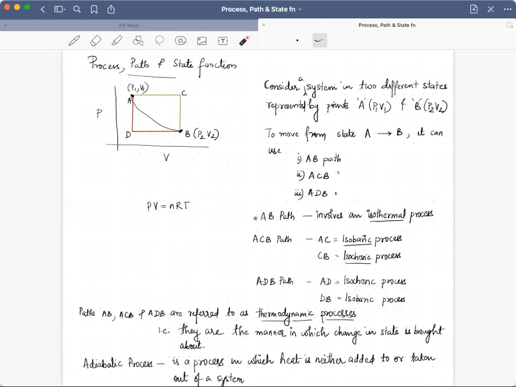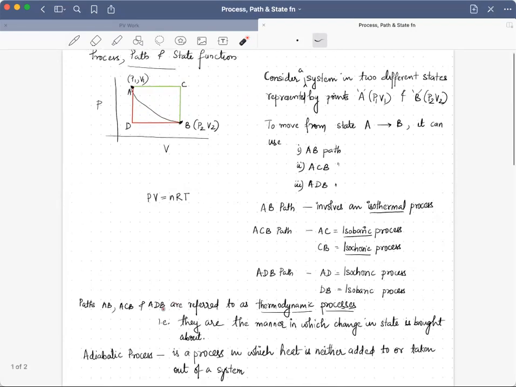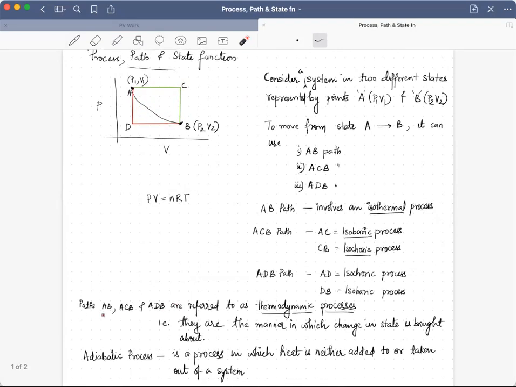So you can see from this discussion that when you move from state A to state B, the system can choose any path it wants. It can either go via an isothermal process, or via an isobaric and isochoric process, or it could first start with the isochoric process and then go to an isobaric process. So it is up to the system which path it takes. And therefore, these paths, that is AB, ACB, or ADB, are referred to as the thermodynamic process.